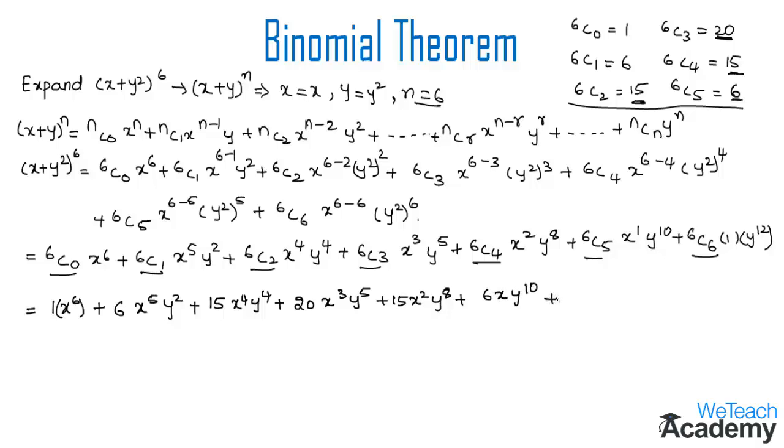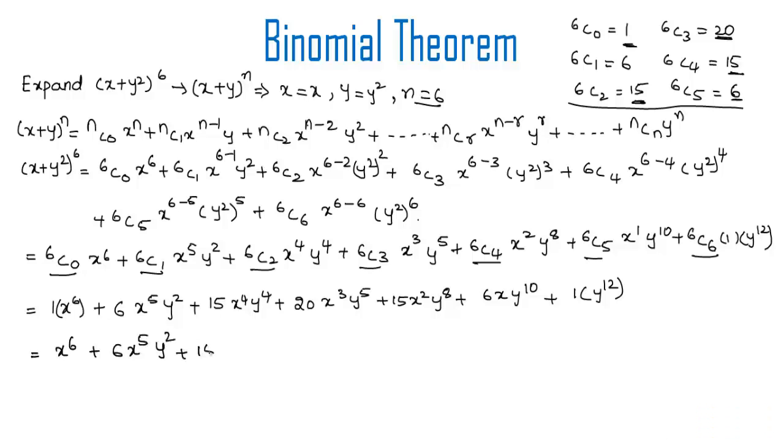So now let us find the value of 6C6. By applying the formula nCr is equal to nCn−r, we get 6C6−6, which should be 6C0, and we have the value of 6C0 as 1. So we can write over here 1 into y¹². And therefore we can write this as x⁶ plus 6x⁵ into y² plus 15x⁴ into y⁴ plus 20x³y⁵ plus 15x²y⁸ plus 6xy¹⁰ plus y¹².